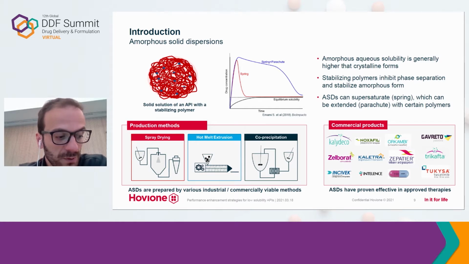There are multiple commercially demonstrated processes to generate amorphous solid dispersions, here highlighted in the bottom left: spray drying, melt extrusion, and co-precipitation. And the number of approved therapies of drugs delivered in amorphous solid dispersions is increasing every year, with multiple successful programs being approved very recently.